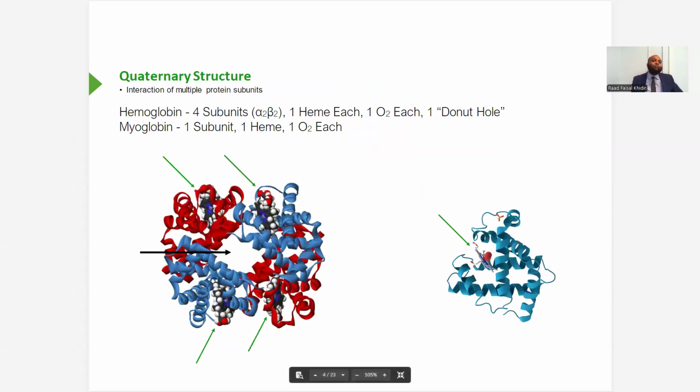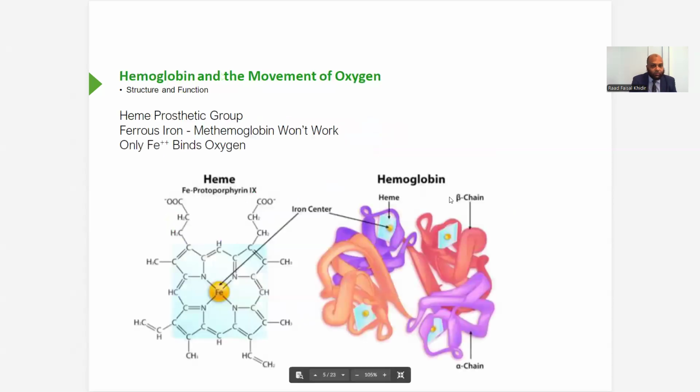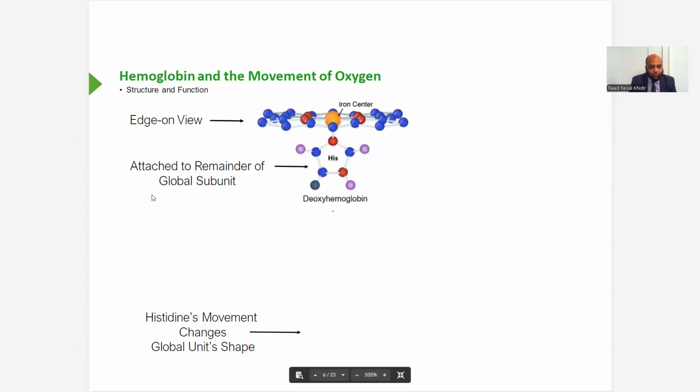No, that's the form that does not bind oxygen. So for example, that shows you that hemoglobin is excellent for transporting oxygen and carbon dioxide, but myoglobin is not good for transportation. It's good for storage. So we just store oxygen on it. So attach the remainder of the globin subunit.